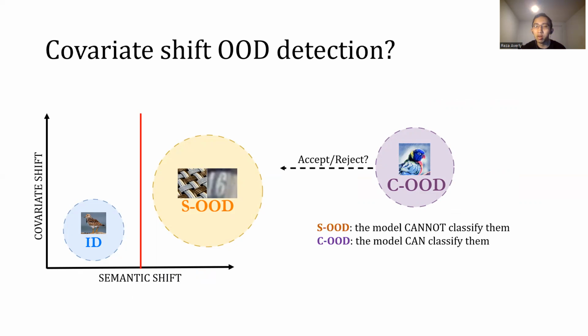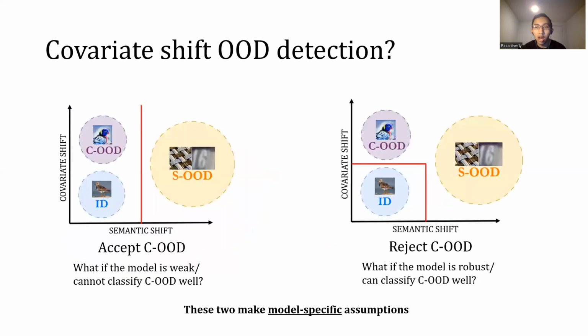For semantic shift data, the model cannot classify them, so that's why they should always be flagged or detected. For covariate shift data, on the other hand, the model can classify them, and so there's a question of whether we should accept or reject them. There are two main approaches in covariate shift detection. The first one is to accept covariate data, but what if the model is weak or cannot classify well? In that case, the second option is to reject covariate data, but then there's a question of what if the model is robust or can classify the data well.